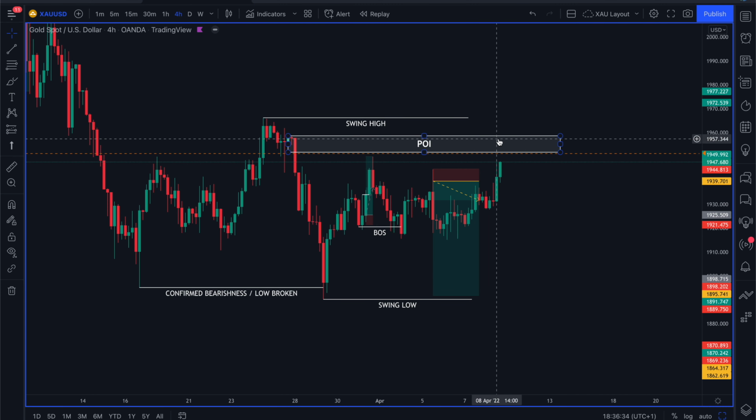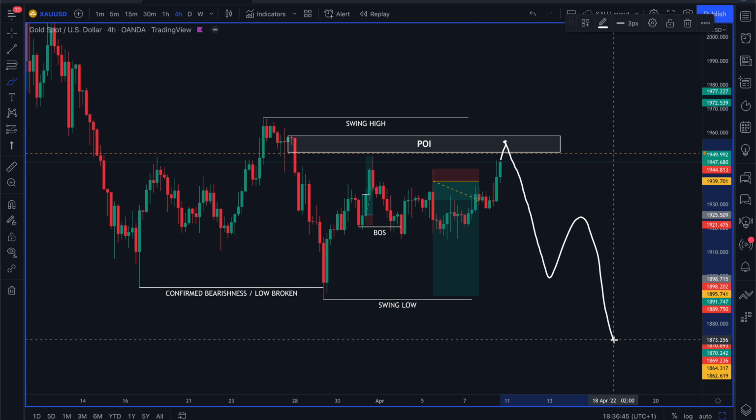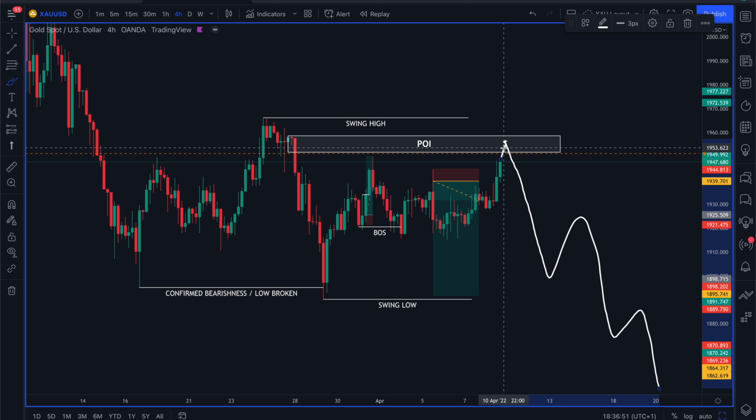So I believe we are going to see a tap into this point. This is my prediction of what I believe price is going to do. So come into this, clear all liquidity here, and then go on to set that bearishness. As soon as we have confirmation of bearishness being delivered, a break in this current bullish structure, I will be looking at taking full advantage of a bearish swing.